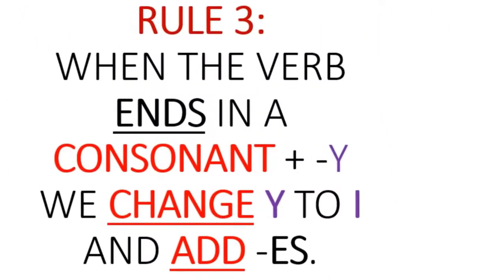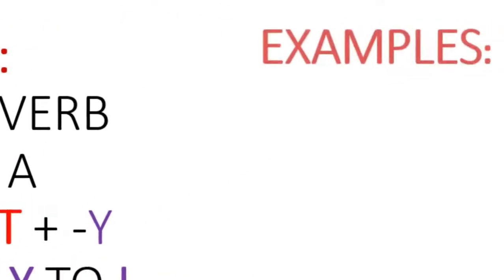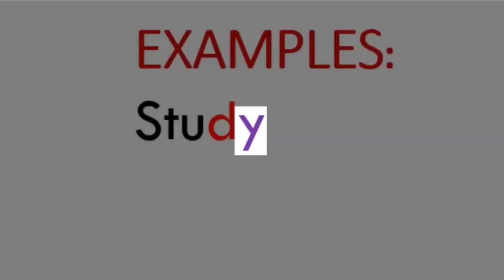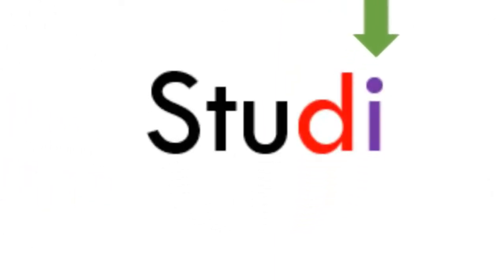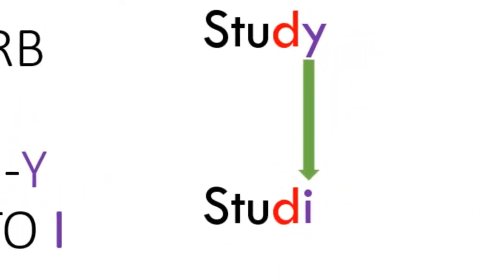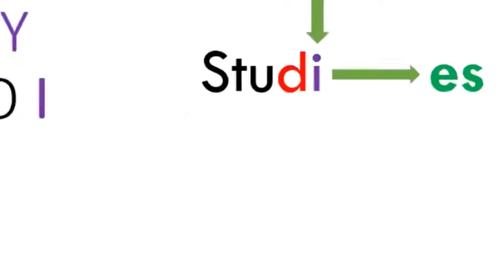Let's go now to rule number 3. When the verb ends in a consonant plus Y, we change Y to I and we add ES. For example, we have study. The last letter is Y, and before it we have a D, which is a consonant. So in this situation, Y changes to I, which means we don't keep the Y, we change it into I, then we add ES. So it's studies.